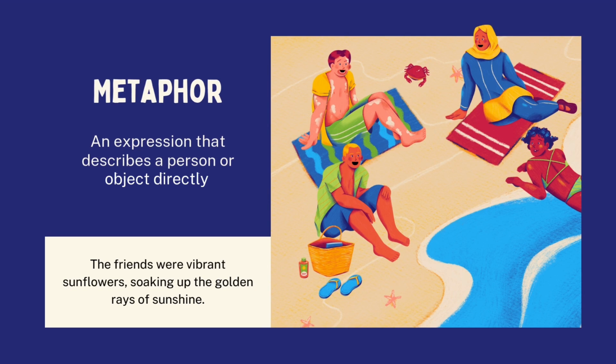Next, we have a metaphor. I like to think of metaphors as the cousins to similes. Metaphors are an expression that describes a person or object directly. Unlike similes, they don't use like, as, or than. So, for example, the friends were vibrant sunflowers soaking up the golden rays of sunshine. So there's still a comparison there, but we don't have those key words like, as, or than. Make sure to keep that in mind.